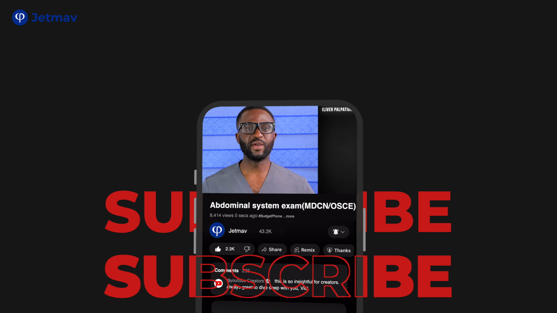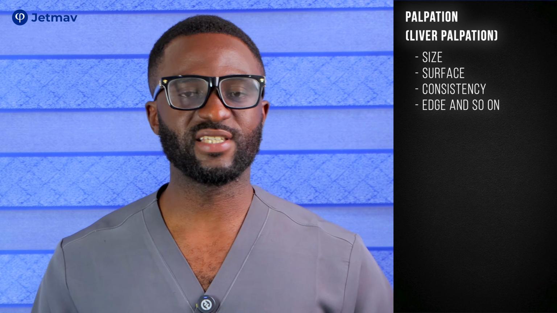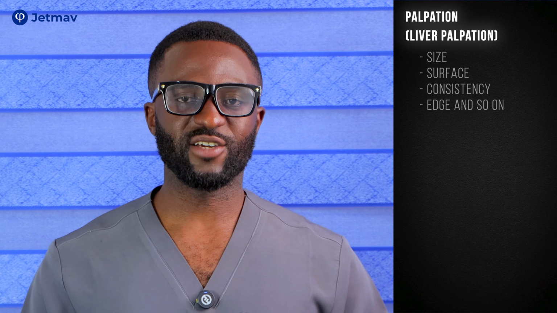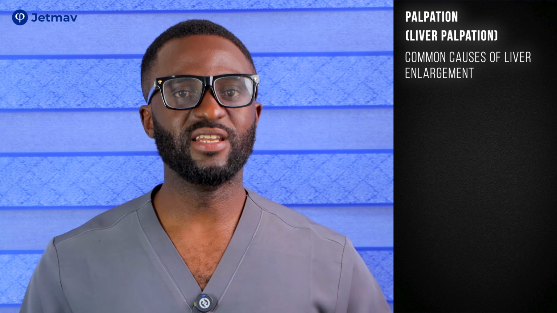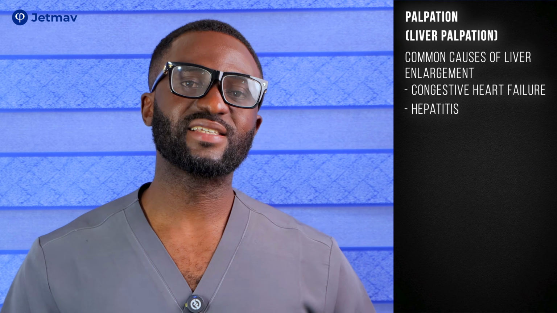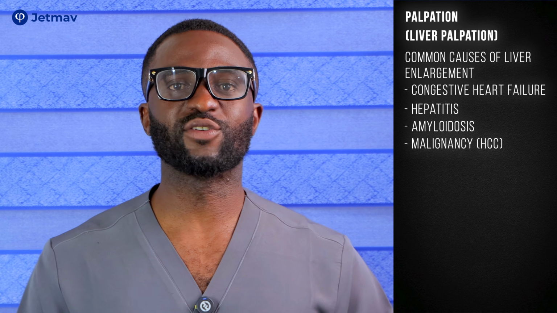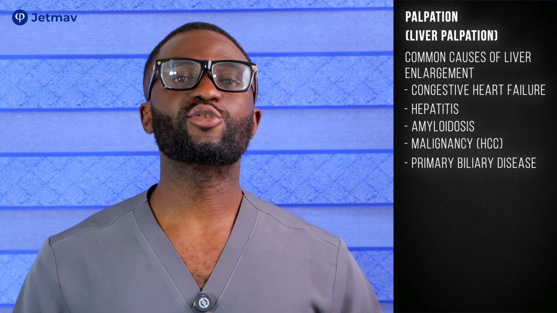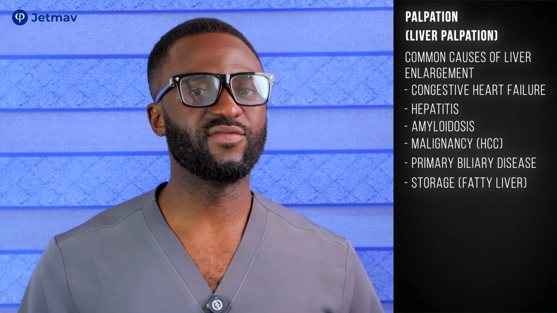characterize it based on the size, the surface, the consistency, the edge, as we've mentioned already. Then you go ahead to check for the liver span. The liver span is 10 to 12 cm in adults, but 6 to 8 cm in children. Then the common causes of liver enlargement include congestive heart failure, hepatitis, amyloidosis, malignancies of the liver, such as hepatocellular carcinoma. Then we also have primary biliary disease. Then we also have storage diseases such as fatty liver disease.